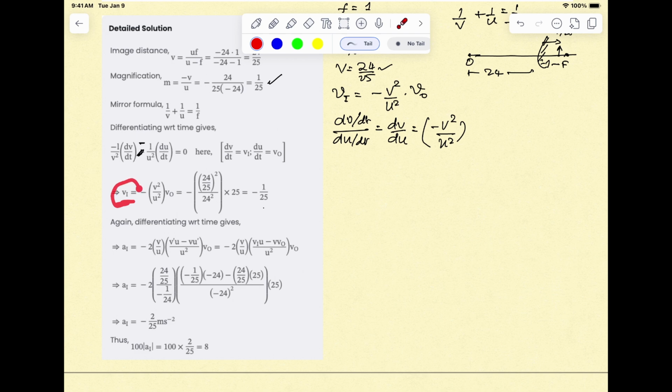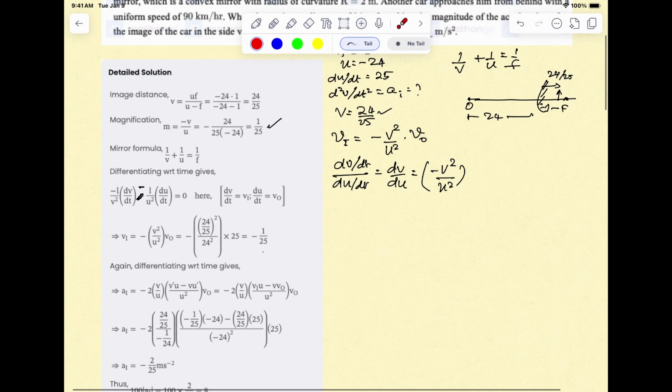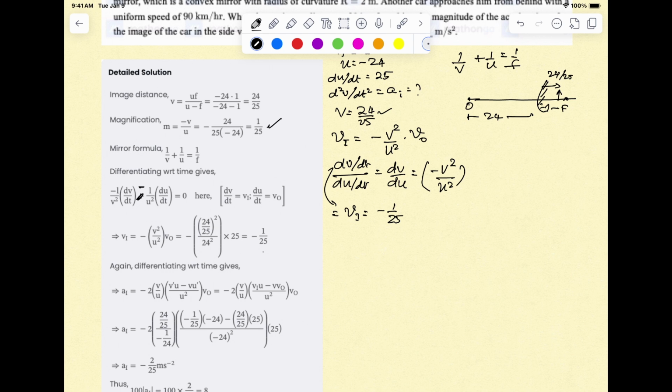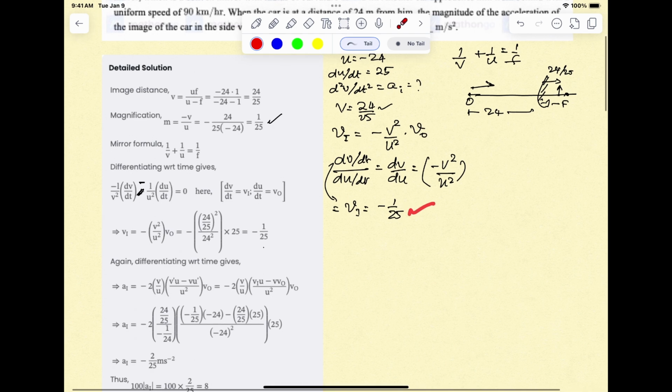Therefore you need to have this velocity of image calculated handy. Now we have to write down this velocity of image, and therefore this value is nothing but the velocity of image. When you put the values, you get minus 1 by 25. Why the minus? Because when the object is moving like this, the image is going to come towards the mirror, therefore it's going to be negative. Okay, that explains why this is negative.